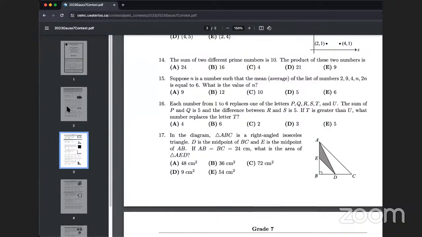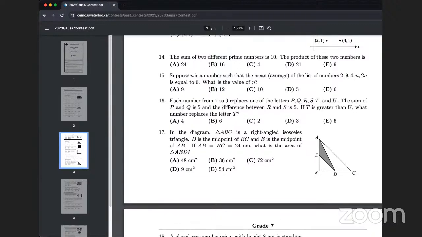Oh, now we're on question 15. Okay, do you guys know your mean, median, mode? Yes, okay. So the mean average of the list of numbers is equal to 6. What is the value of n?